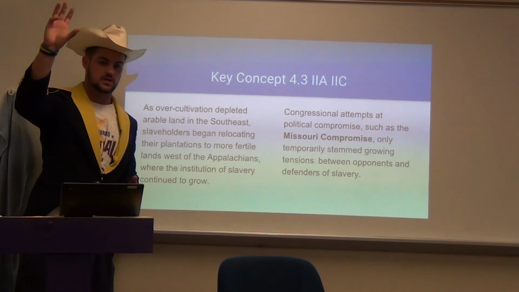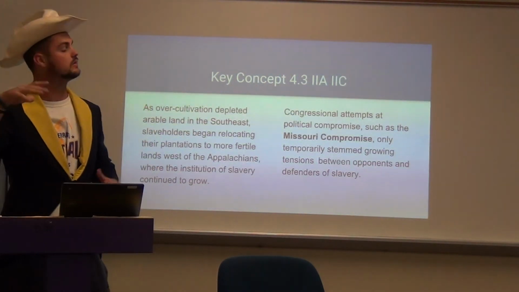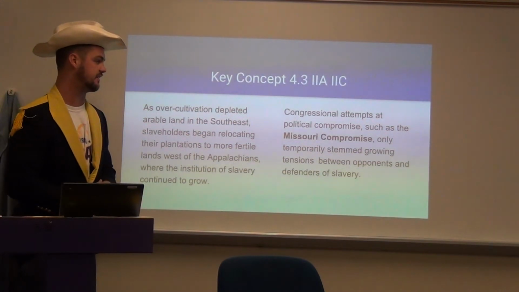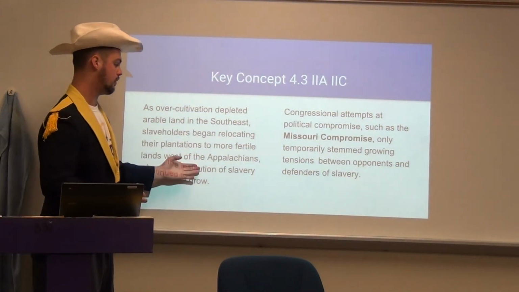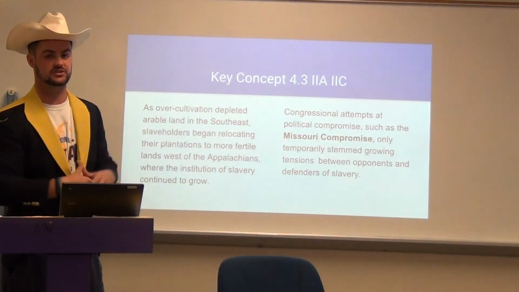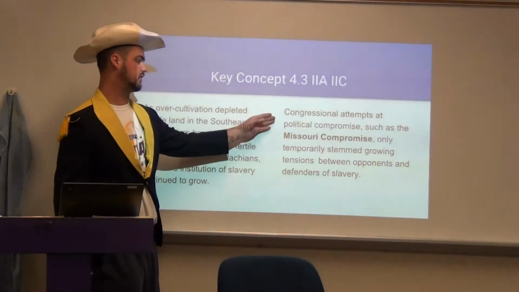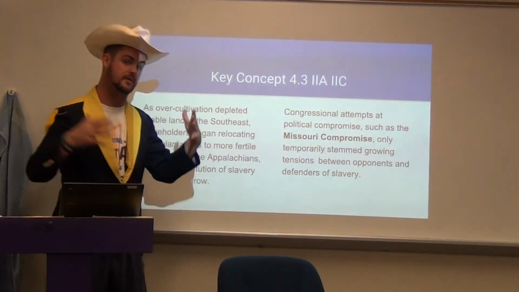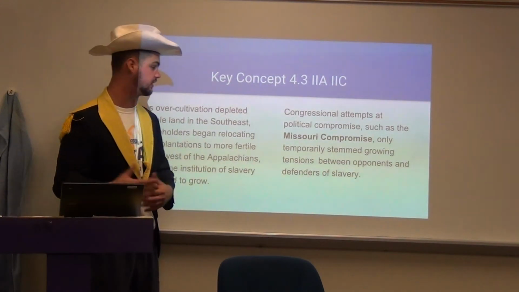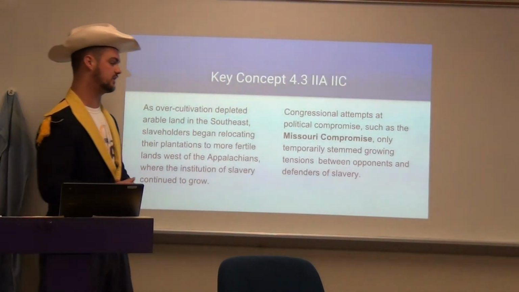The lands in Georgia and South Carolina, they've been farming on those for a long time. The soil quality tends to go down. More land available, more land to purchase. We see this large rise of plantations. Congressional attempts at political compromise, such as the Missouri Compromise. We talk about expansion, the role of slavery. What role is it going to play? Only temporarily stemmed growing tensions between opponents and defenders of slavery.